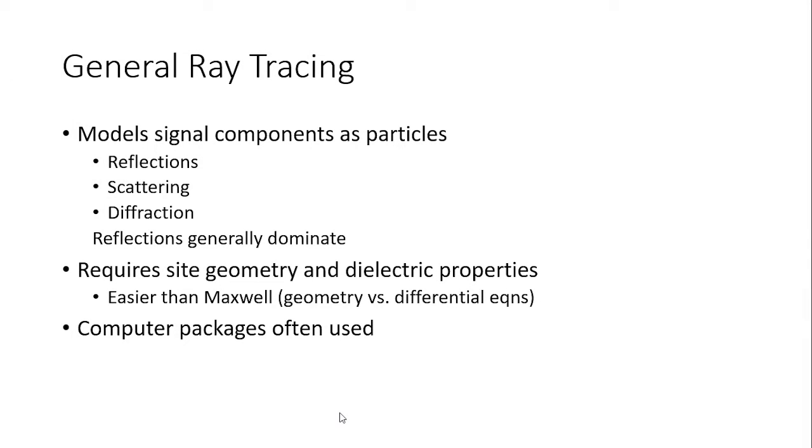And the following model is general ray tracing. It makes use of the phenomena of reflection, scattering, and diffraction. The red lines in this image are reflections, the blue lines are scattering, and the green lines are diffractions. Because of the numerous reflections or refractions, the receiver may get a large number of signals. This model necessitates the use of site geometry and dielectric characteristics.